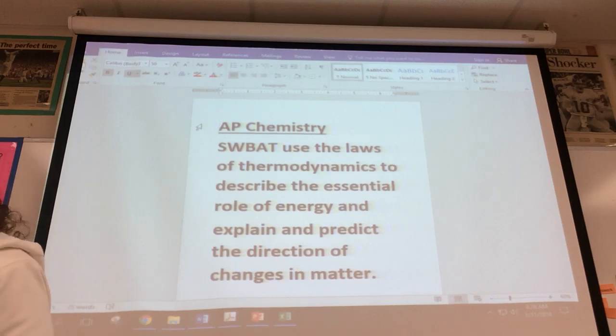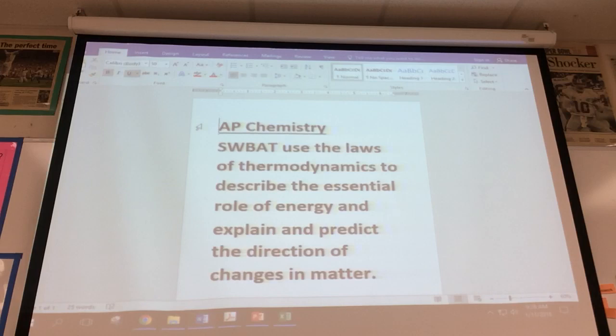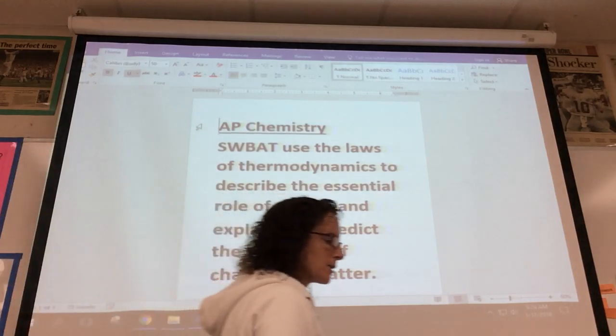We're going to continue talking about thermochemistry today. Same big idea we indicated the other day, big idea 5. We're going to be using laws of thermodynamics to talk about the role of energy in chemical reactions. We're also going to be looking at whether a reaction occurs without any assistance, known as a thermodynamically favorable reaction.